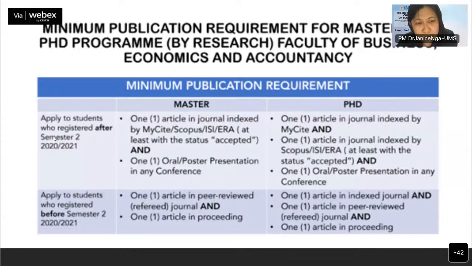For students who register after semester 2, 2020-2021, it is one article in a journal indexed by MyCite, Scopus, ISI, or ERA, and you must show proof that the status is accepted. And also one oral or poster presentation in any conference. Then you will say, aha, it's a loss for the new students, right? Have to do so many things.